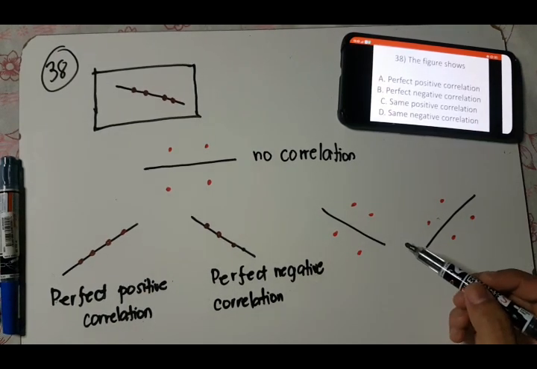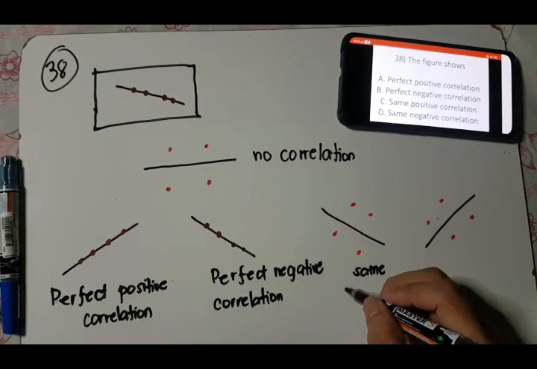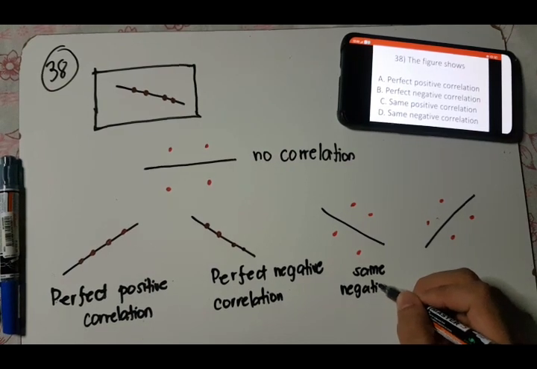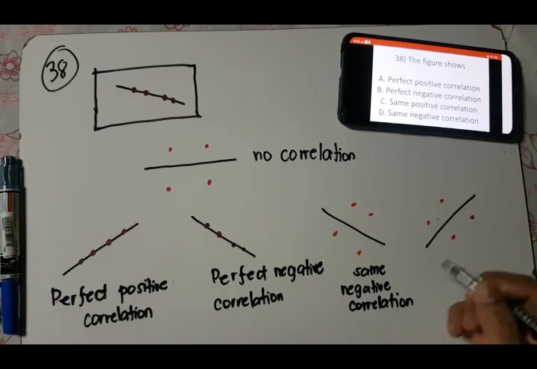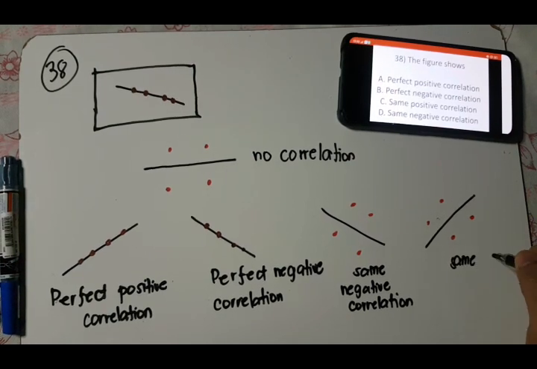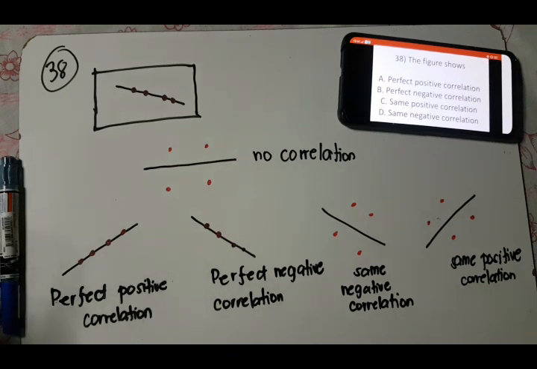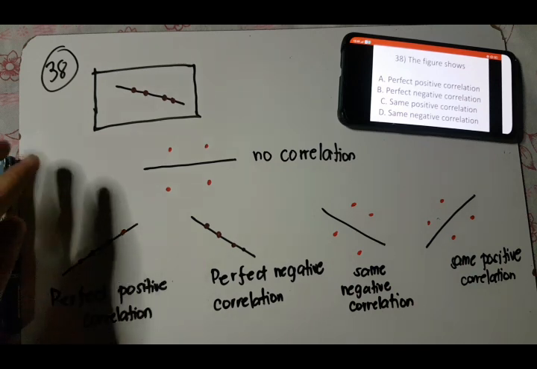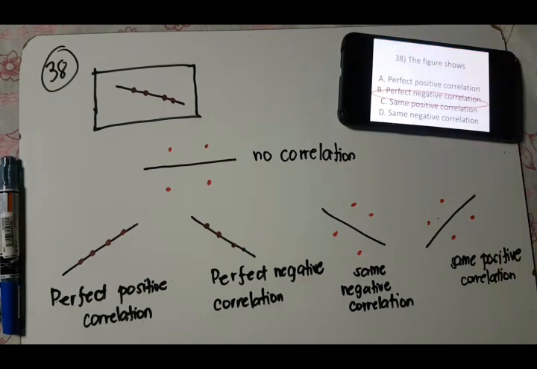Next, so pag ganito naman, this is same negative correlation. And this is same, so papunta siyang positive. So, this is same positive correlation. Ayan. Take note of these figures kasi hindi ito nawawala sa board exam. Okay. So, saan po siya dito? So this is perfect negative correlation. Letter B.